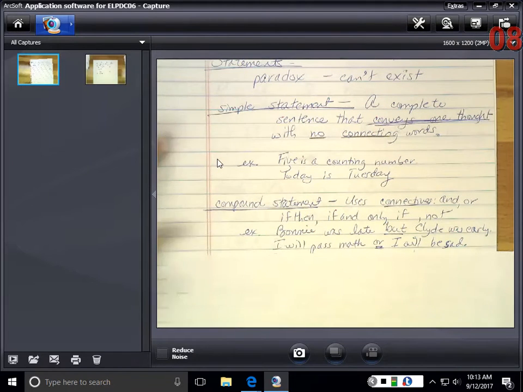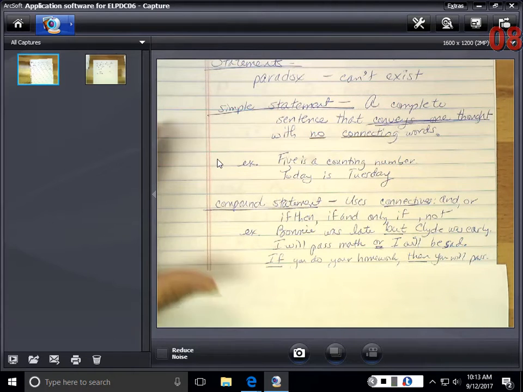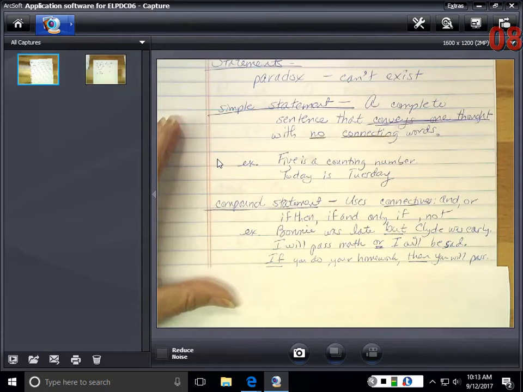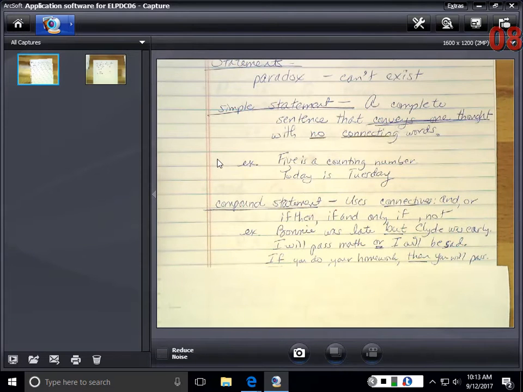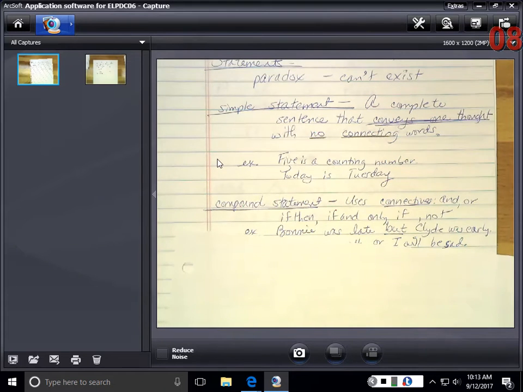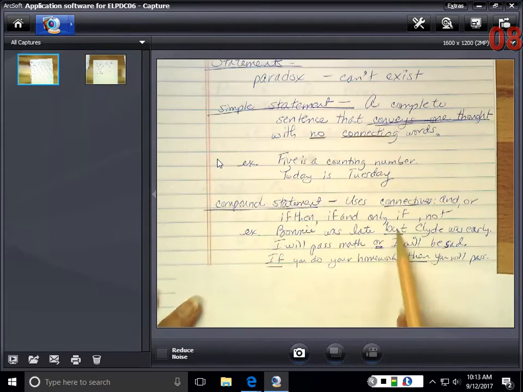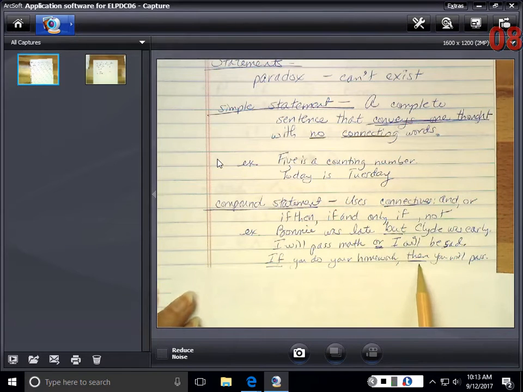Okay, here's another one. You don't have to write all these down, but just get you one. I will pass math, or I will be sad. If you do your homework, then you will pass. And that is directly from me. If you do not do your homework, you will not pass. Now, so those are connectors. But, or, if, then, those are connectors.